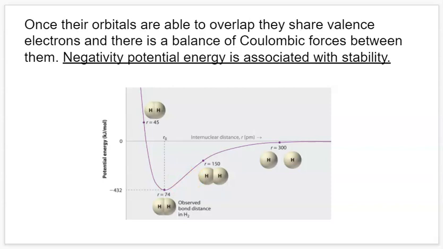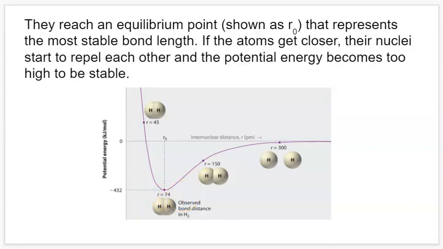And what I mean by stability is they're trying to find like a comfortable place. Like if you hold a ball in your hand, it has some potential energy associated with it. But if you drop it, it's going to land on the ground and then kind of stabilize. And at that point, it's going to have a negative potential energy because you're going to have to put a bunch of energy into it to pick it up to overcome that sort of stability. And in this case, you can see that around 74 picometers is when it reaches the minimum potential energy. So this is the most stable distance between these two atoms, which is represented here as R0.